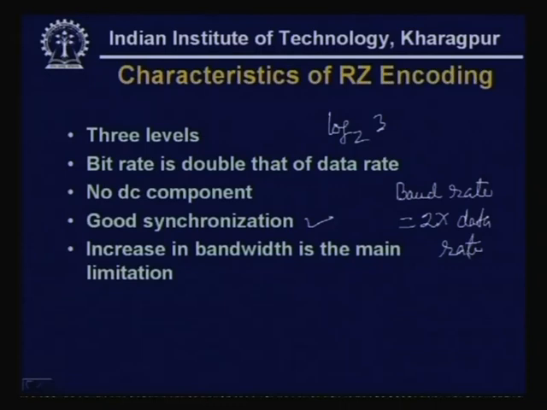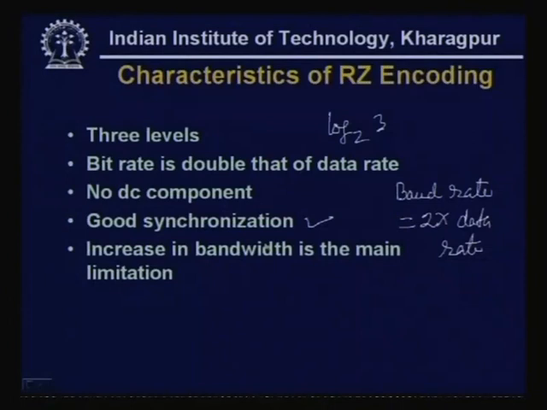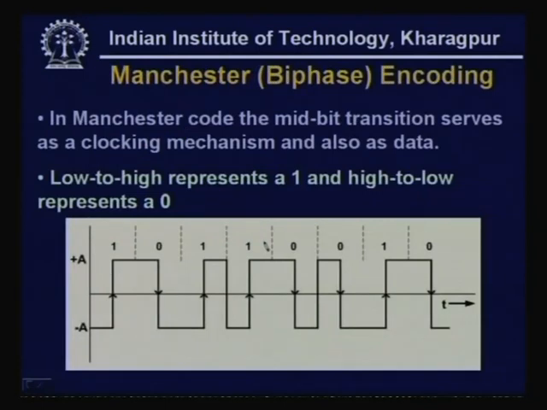Data rate is multiplied by 2 to get the baud rate, and as a consequence RZ encoding is good from the viewpoint of synchronization, but it is bad from the viewpoint of the bandwidth requirement. Let us see how we can go for a better scheme, how we can make it a little better.